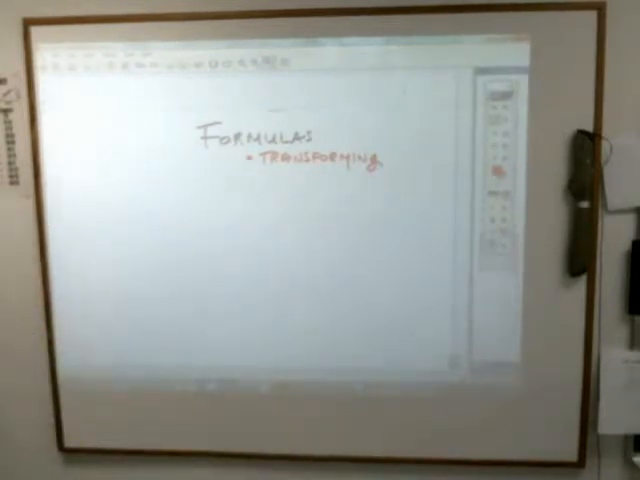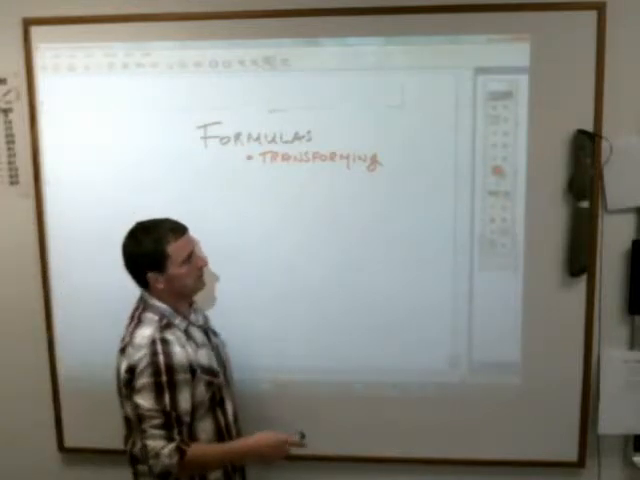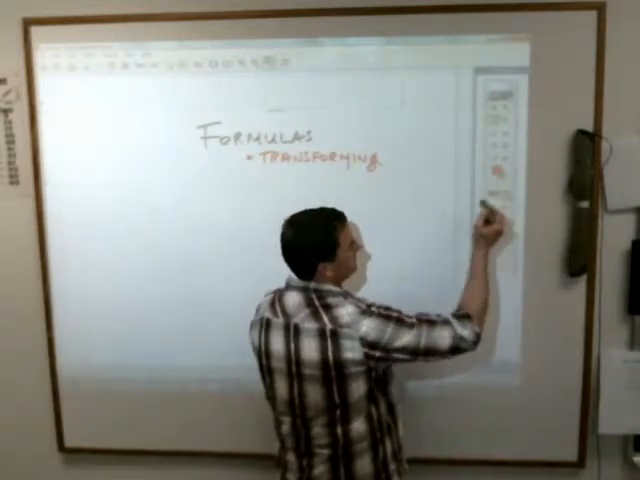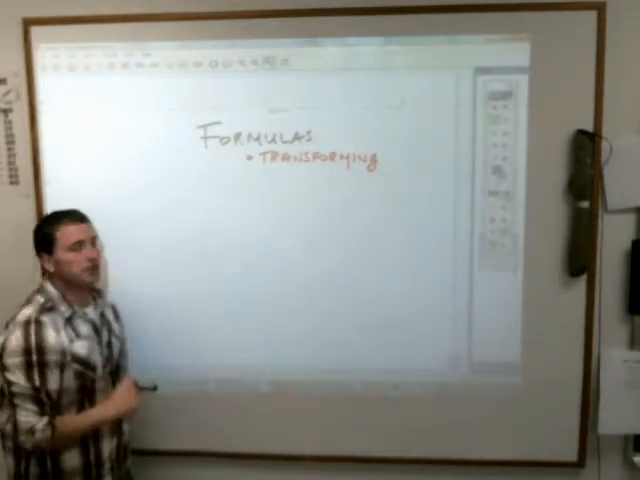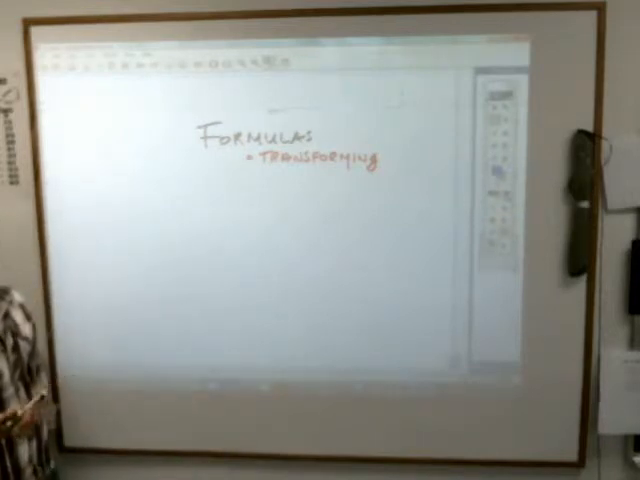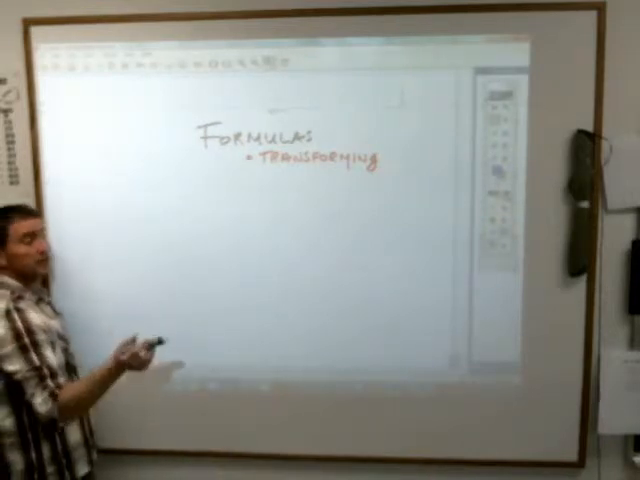When it says transforming formulas, that just seems to be making them look different. See if this makes any heads or tails. There's a couple popular formulas out there. Anybody know any mathematical formulas?